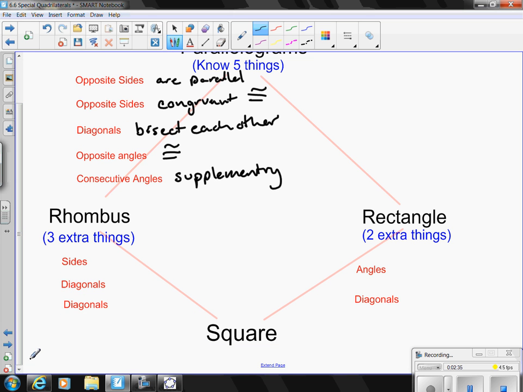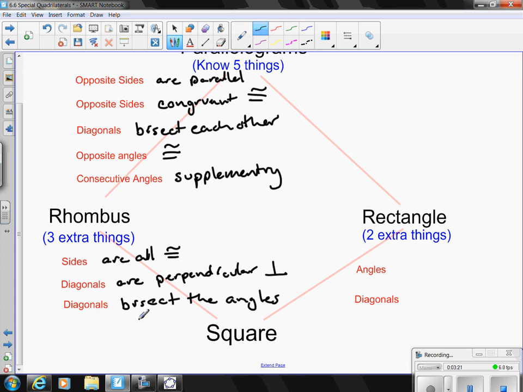Now, for a rhombus, all this stuff up here is true. Opposite sides are parallel and congruent, diagonals bisected. So all that is true, but there's 3 extra things. The sides are all congruent. The diagonals are perpendicular, and the diagonals also bisect the angles.